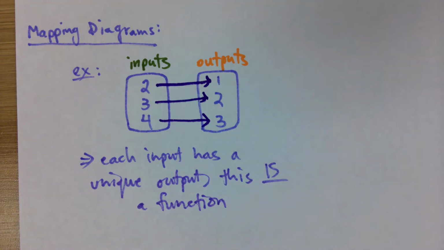And once again, we see that each input has a unique output. We put in a 2, we get out a 1. If we put in a 3, we get out a 2. If we put in a 4, we get out a 3. None of those inputs are repeating, therefore this is a function.